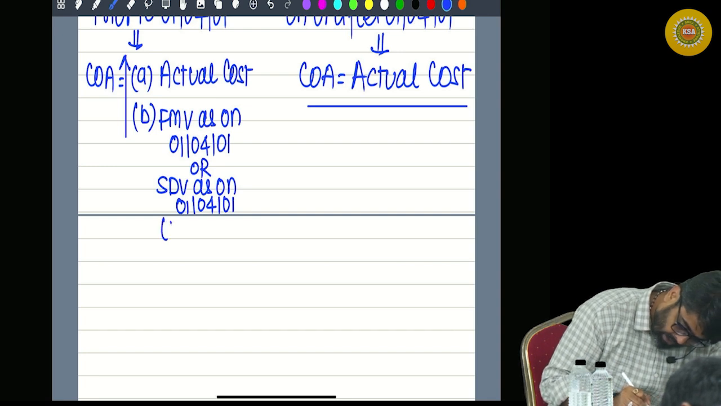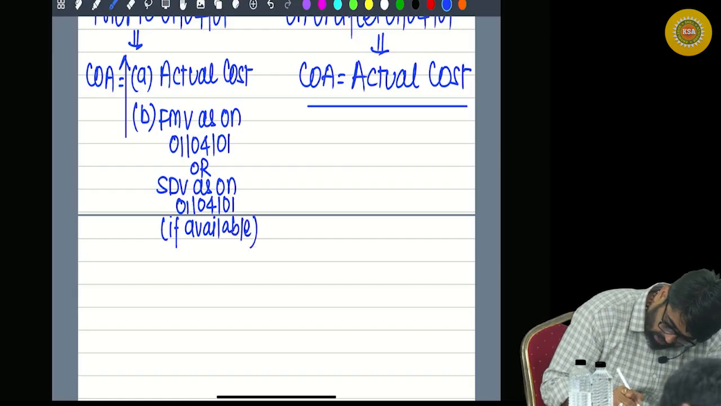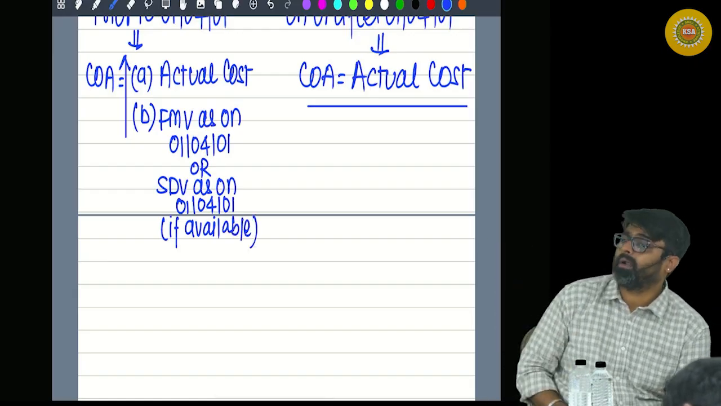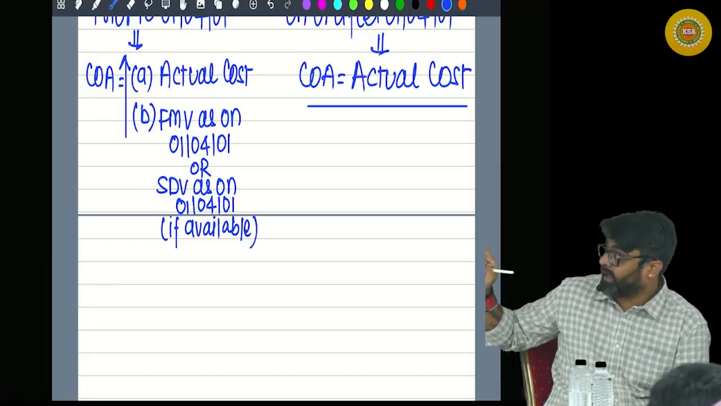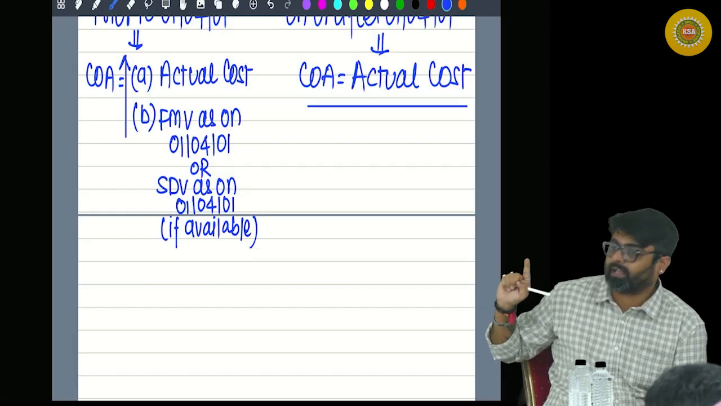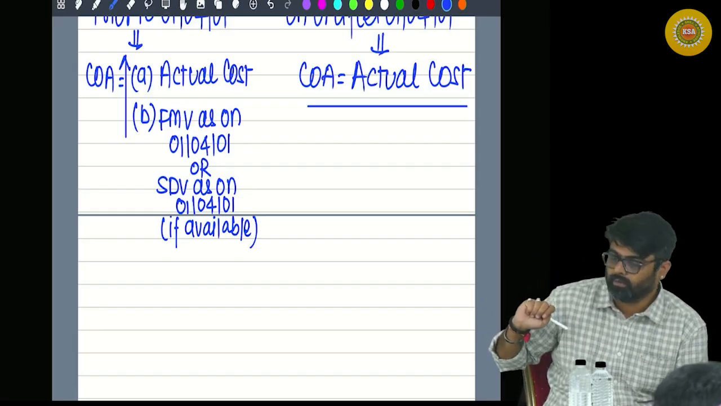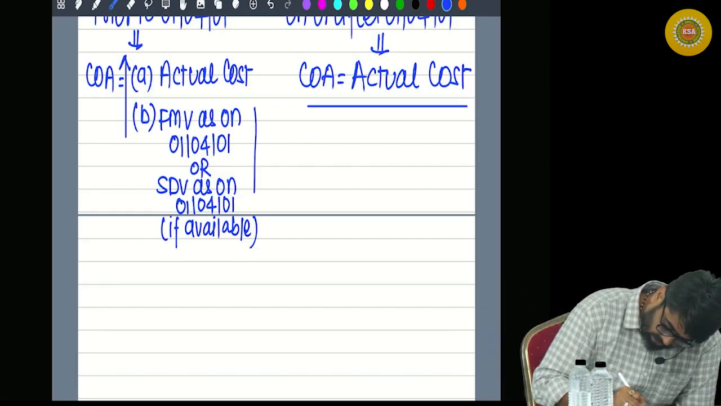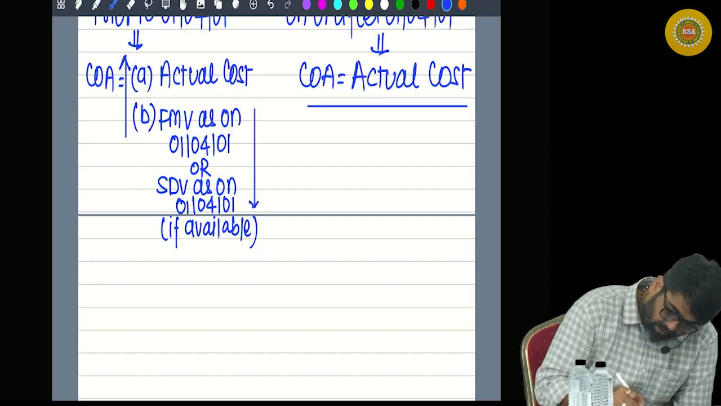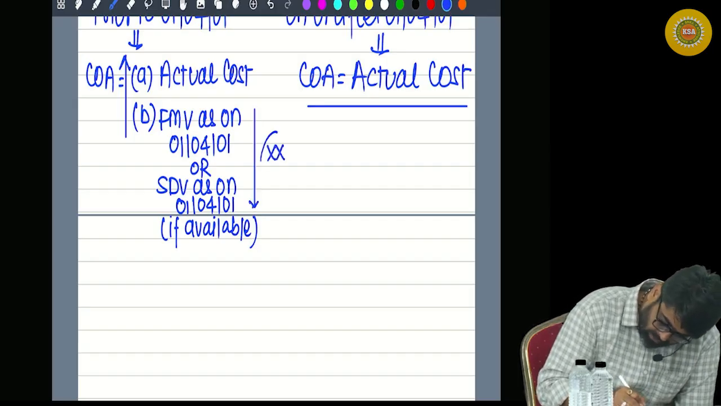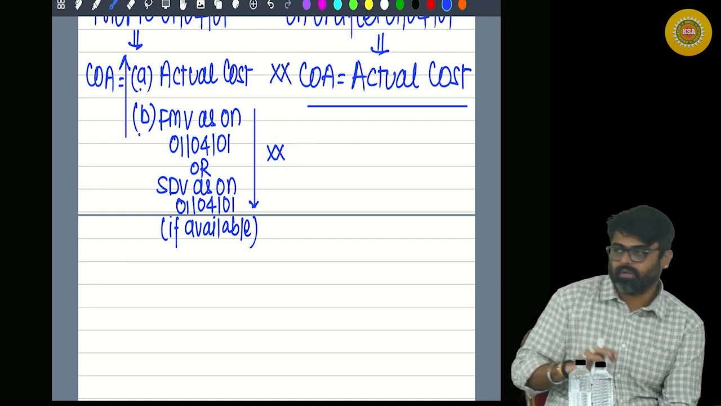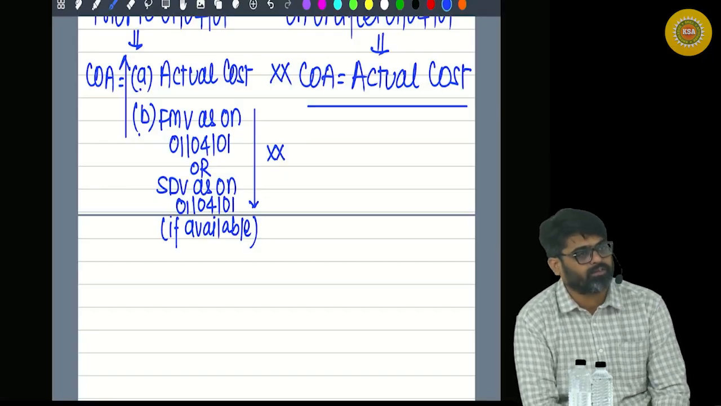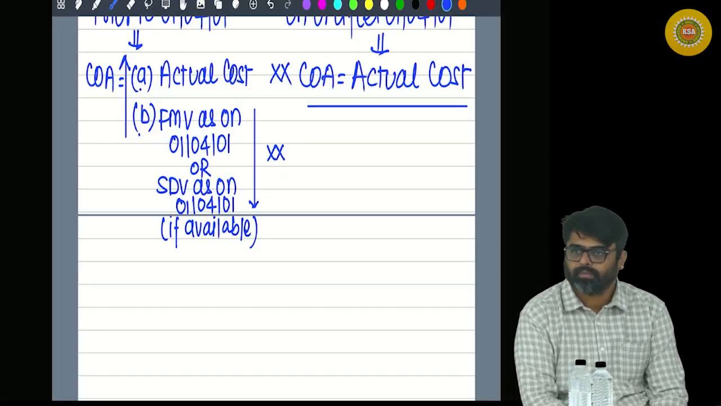Can I say if available? If available. If not available, then take only fair market value. But if available, you will have to see that the fair market value does not exceed the amount of your stamp duty value. So this or this, whichever is lower will be your point B, and actual cost A or B, whichever is higher, will be treated as your cost of acquisition for immovable property.